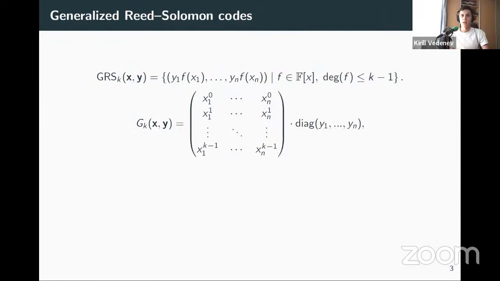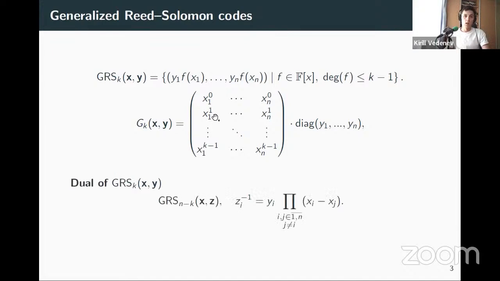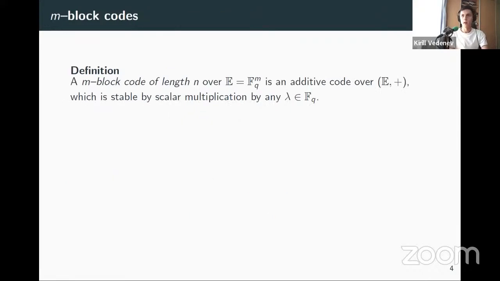So let me recall what the generalized Reed-Solomon codes are. GRS codes are defined as follows. Here you can see their generator matrix, and it is well known that the dual of a GRS code is also a GRS code with the same x. x is called the support of the GRS code, and y and z are called multipliers of GRS codes.